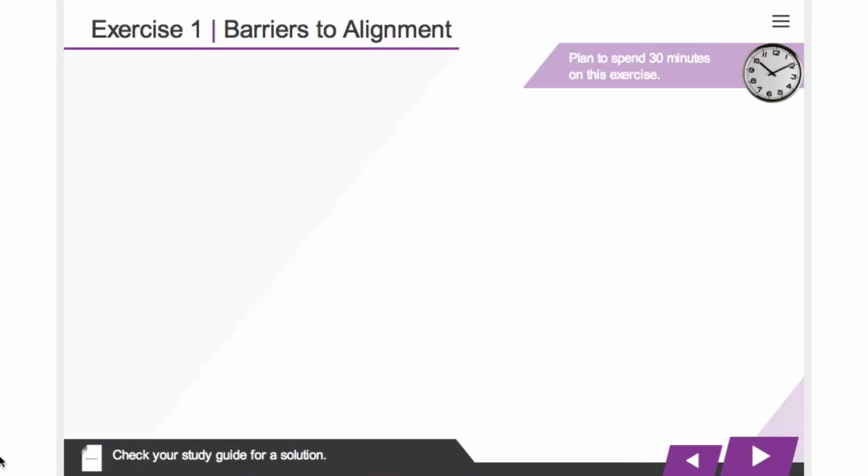Okay, let's do an exercise to develop your understanding of business provider alignment. Plan to spend 30 minutes on the exercise. Because of its nature, we can't suggest a solution, but it is important that you do it. It will help to clarify your thoughts and develop your understanding of the topic.